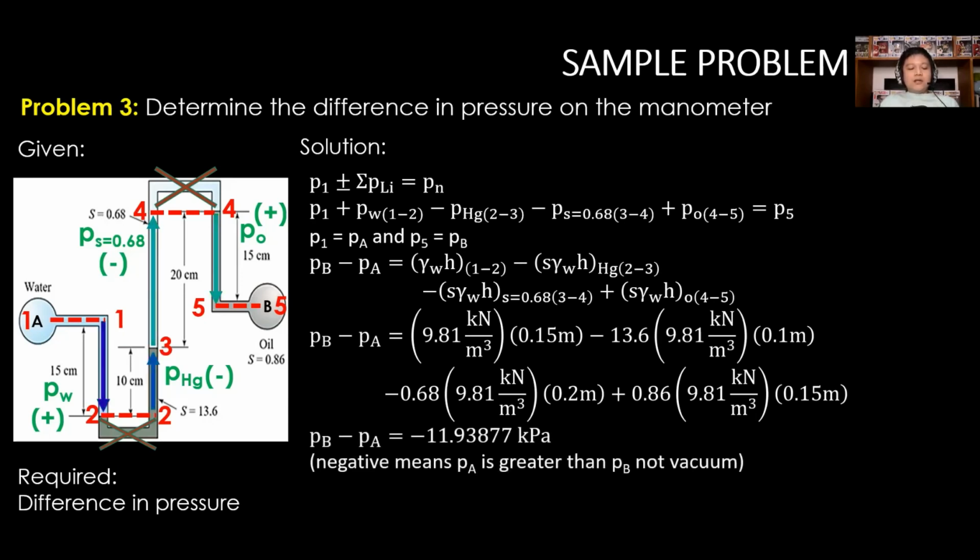The value of the difference PB minus PA is negative 11.93877 kilopascals. The negative sign means PA is greater than PB. The sign only indicates what is the governing pressure. Therefore, rearrange for final answer, PA minus PB is equal to positive 11.93877 kilopascals and indicate the relationship that PA is greater than PB.